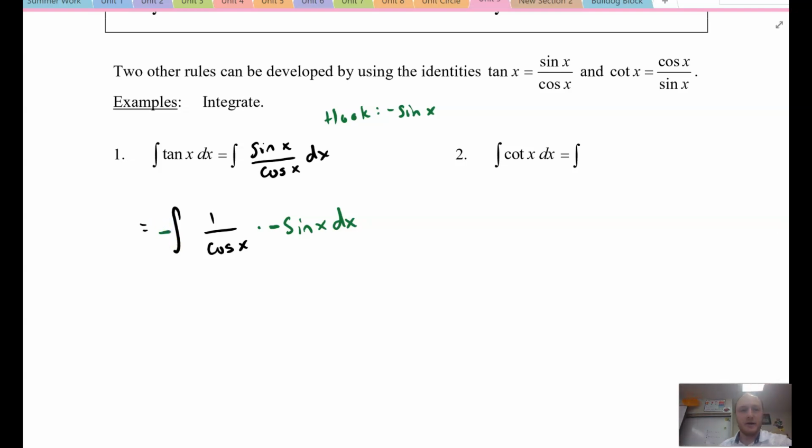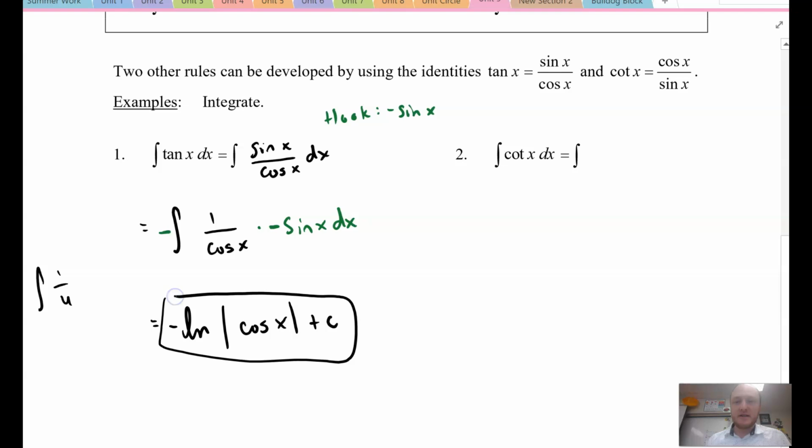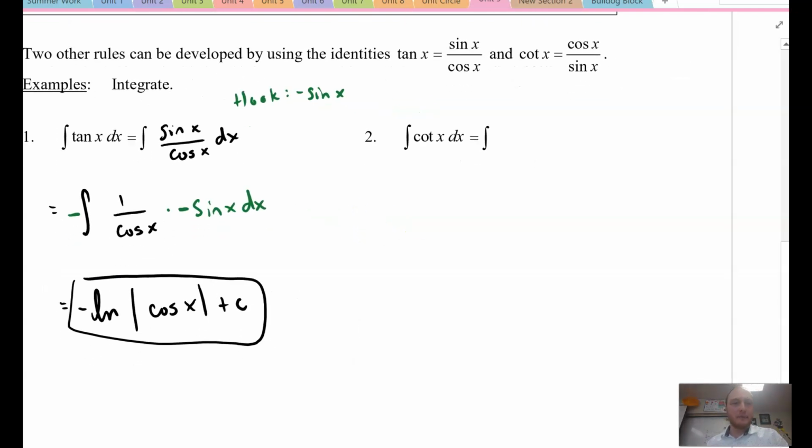Well, there is my hook. So I can integrate this as an integral of 1 over u, for example, which gives us the natural log of the absolute value of cosine of x plus c. And we have a negative out front on that one. Kind of easy. All right, number 2, cotangent of x.